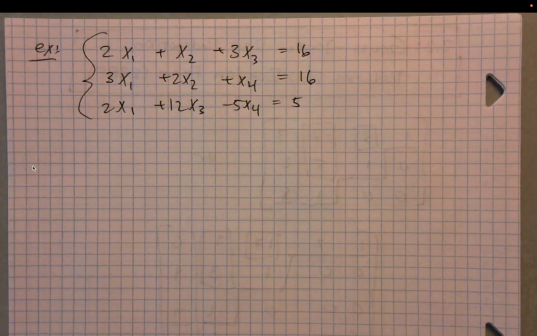So 2x1 plus x2 plus 3x3 equals 16 is the first equation. 3x1 plus 2x2 plus x4 equals 16 is the second equation. And then 2x1 plus 12x3 minus 5x4 equals 5 is the third equation.